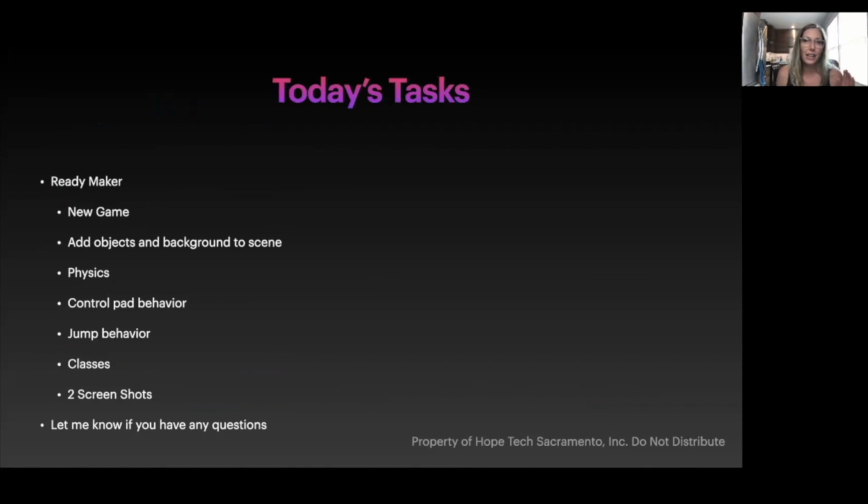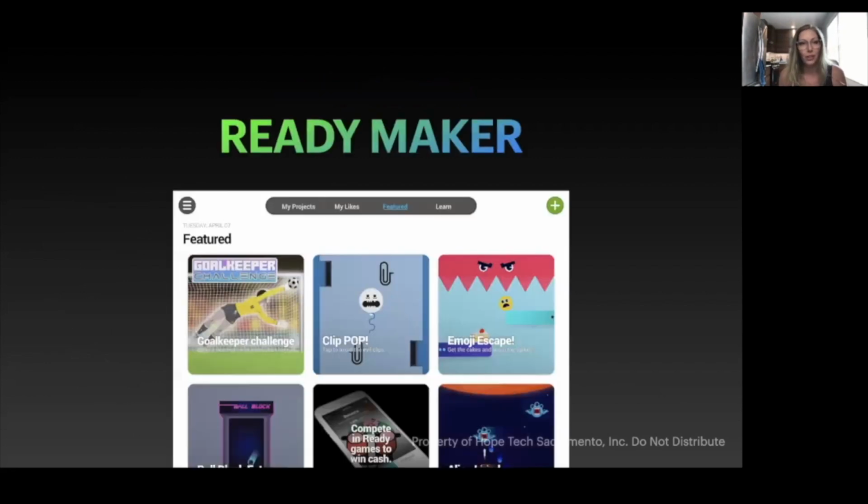So tasks for today in ReadyMaker, we're going to make a new game. We're going to add objects and background, kind of like we did last week, to our scene. We're going to talk about physics today and do some of those adjustments in our game for our main player that we'll be controlling. We're going to be doing a control pad behavior and a jump behavior to just make our character move. And then we're going to talk about classes, which is how to categorize things in your game. And there'll be 2 screenshots to end. And as always, let me know if you have any questions. So with that, let's go ahead and hop on over to ReadyMaker.